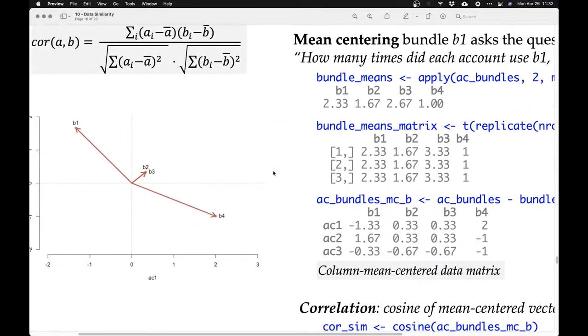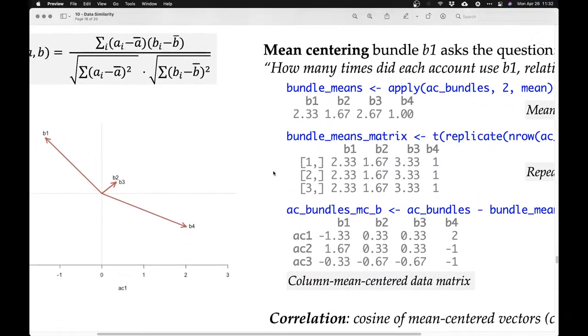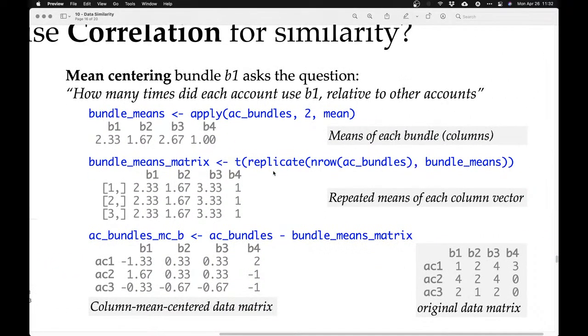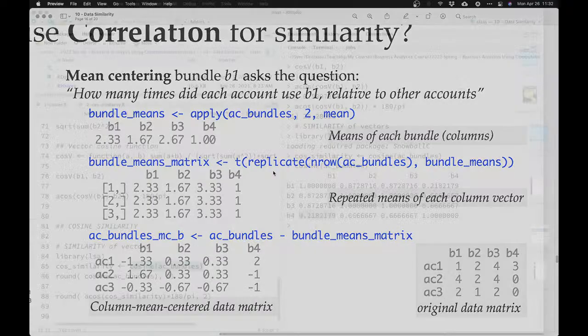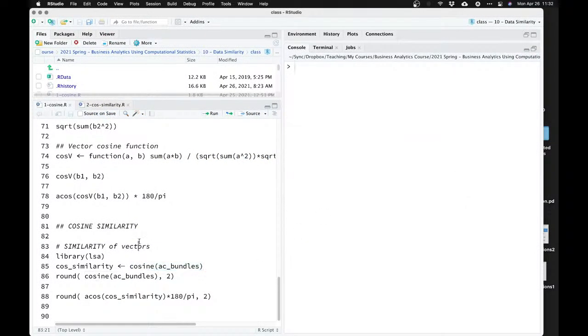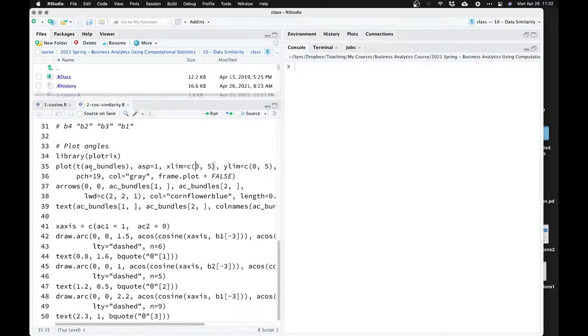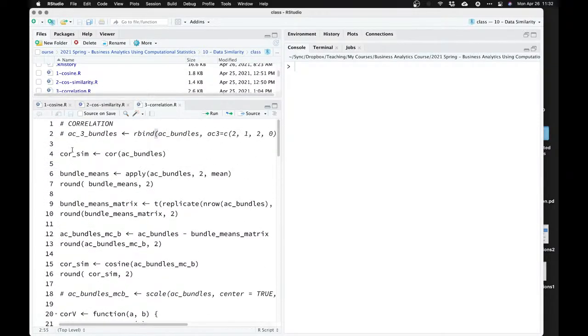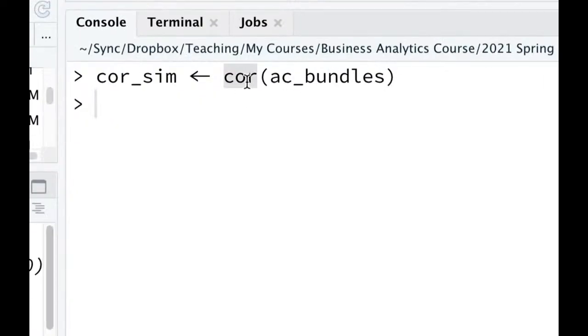So one way of computing correlation is to mean center everything and then do a cosine. That'll give you a correlation matrix. Let's try it. I've done cosine similarity, I think. Let's do correlation. To do correlation, there are two ways: an easy way and a hard way. Here's the easy way. You just call the cor function. It gives you a correlation matrix.